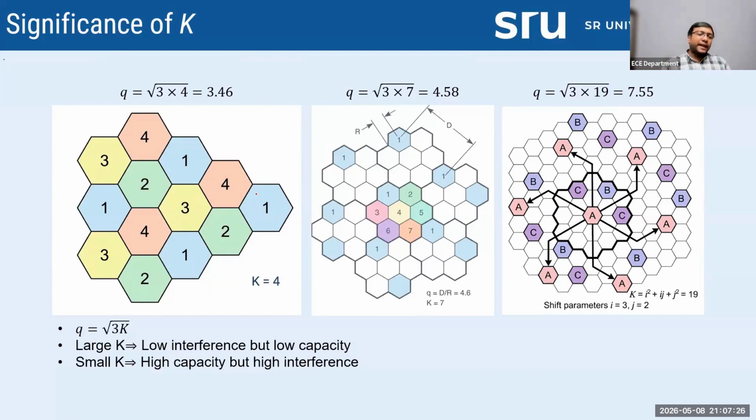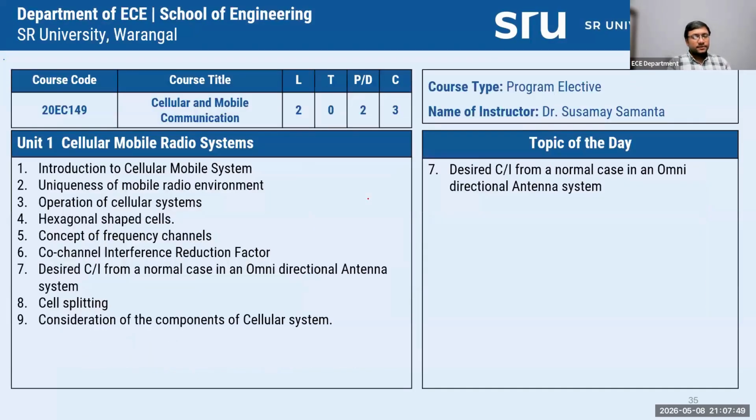So small K means what? K is equal to 4. This is a small value, so definitely this is having high interference. And for large K, for example, K is equal to 19, the co-channel cells are placed apart. So that is why it is having less interference. So this is all about the co-channel interference reduction factor.